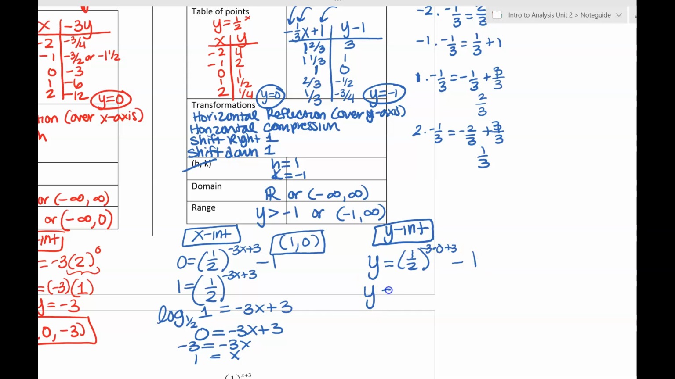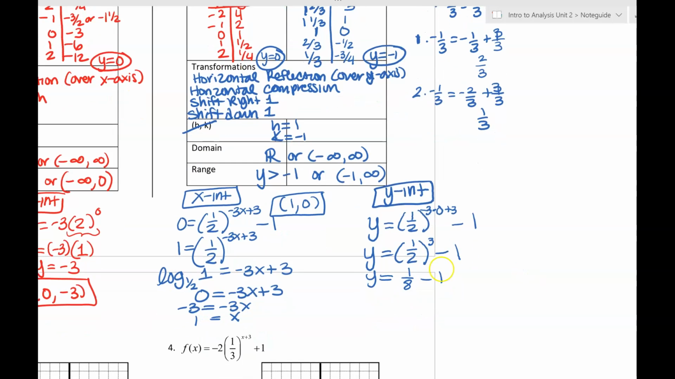So I'll calculate that exponent first, and I would get 3. 1/2 to the third power will give me 1/8. And then in order to do this last arithmetic, I will think of 1 as 8 over 8 to have a common denominator. And that will give me negative 7 over 8. So my y-intercept is at (0, -7/8). And that makes sense with my graph. That's almost at -1.